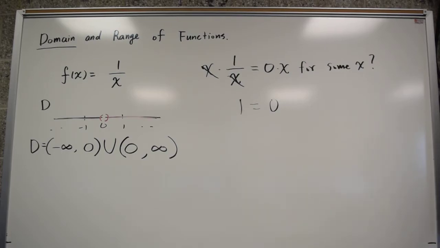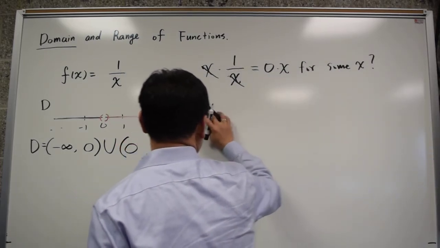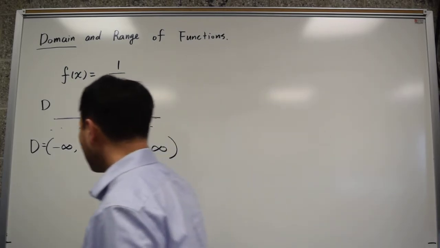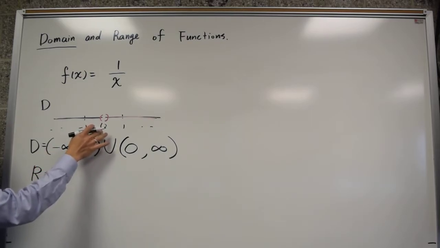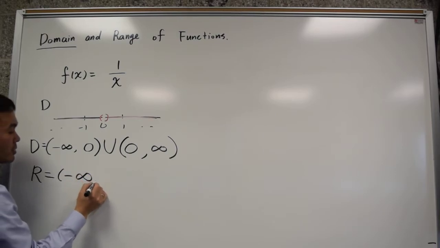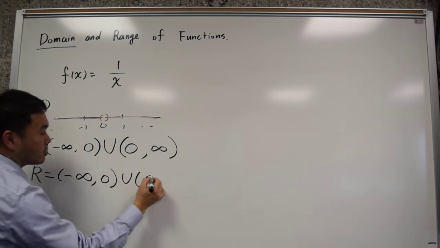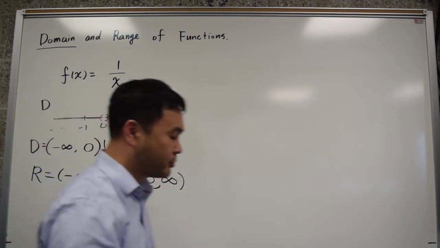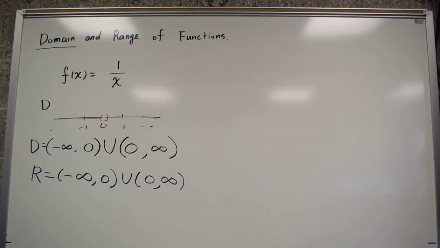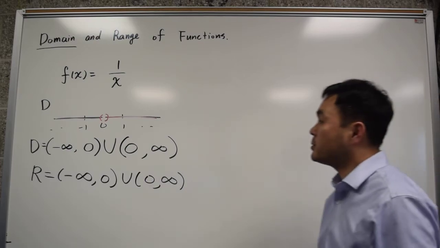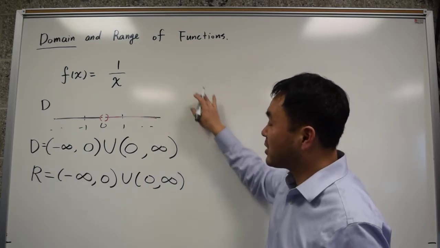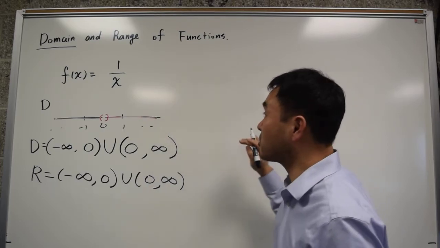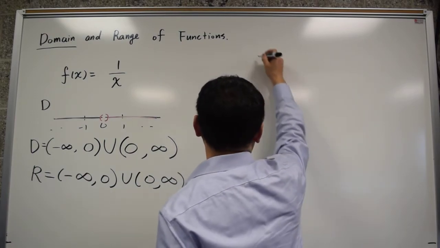Right? So after some consideration, you can conclude that the range is also all real values except 0. It's exactly the same as this. So you have negative infinity up till 0, union 0 up till infinity. Okay. Now, what's the proper way to figure out the domain and range if you know the graph? Okay, so let me give you the graph of y equals 1 over x.